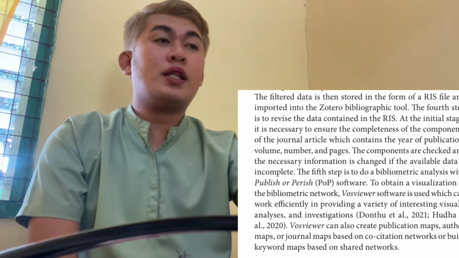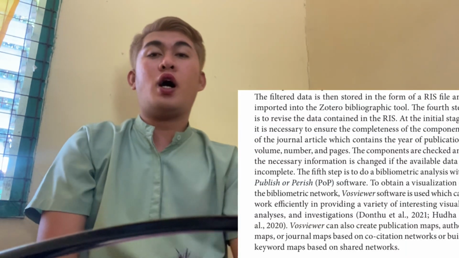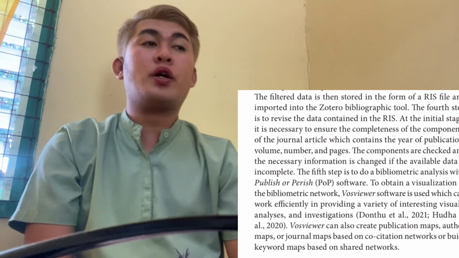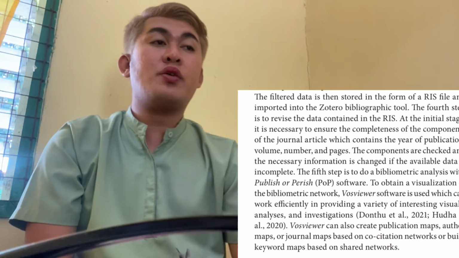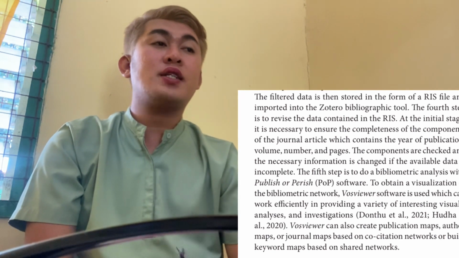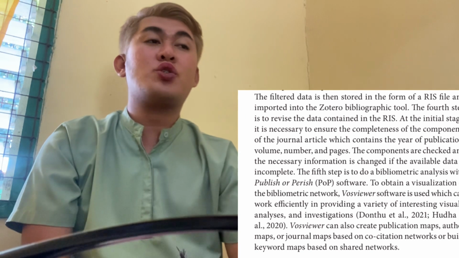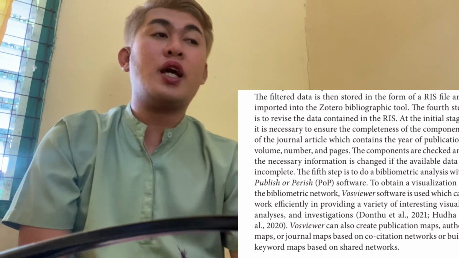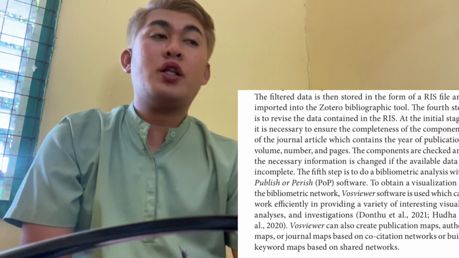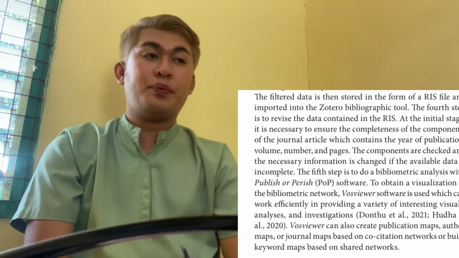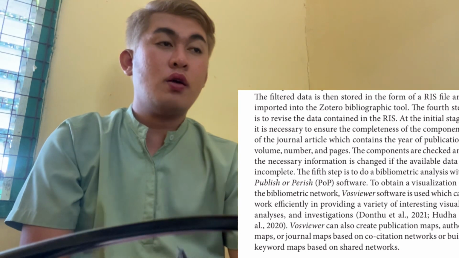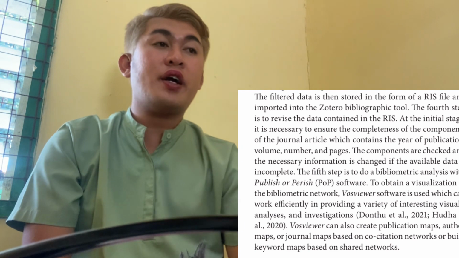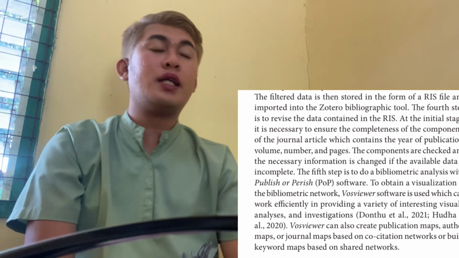The filtered data is then stored in the form of an RIS file and imported into the Zotero bibliographic tool. The fourth step is to revise the data contained in the RIS. At the initial stage, it is necessary to ensure the completeness of the components of the journal article, which contains the year of publication, volume number, and pages. The components are checked and the necessary information is changed if the available data is incomplete.